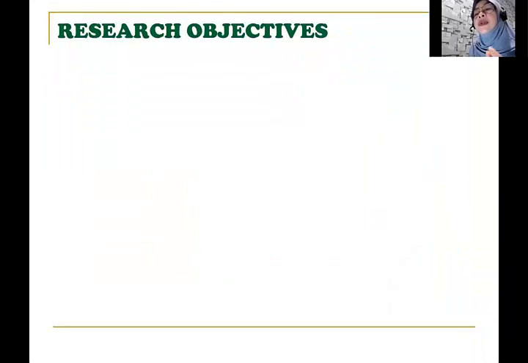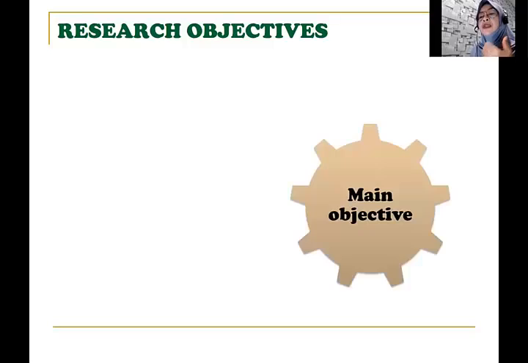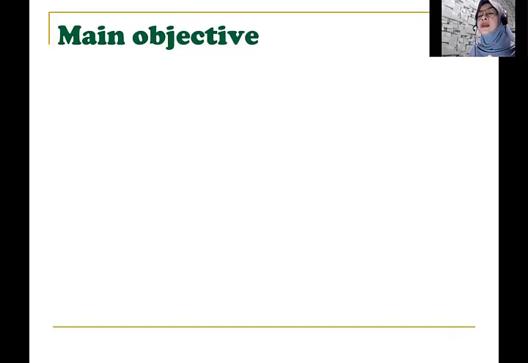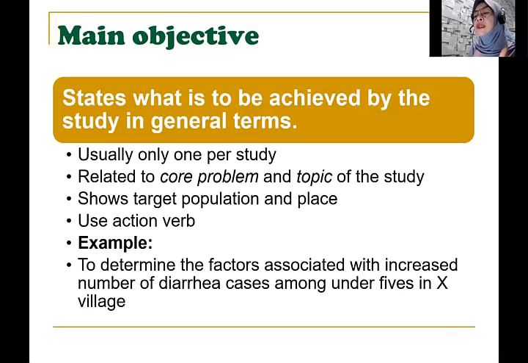And then let's proceed with research objective. So in research objective, usually we have main objective, then we have specific objective, or sometimes people say main objective as a goal or aim, and then we have objective. So what is the function of main objective? State what is to be achieved by the study in general term. So usually only one per study, related to core problem and topic of the study. Show target population and place, use action verb. For example, to determine the factor associated with increased number of diarrhea cases among under-fives in X village.